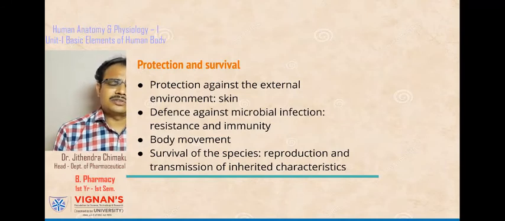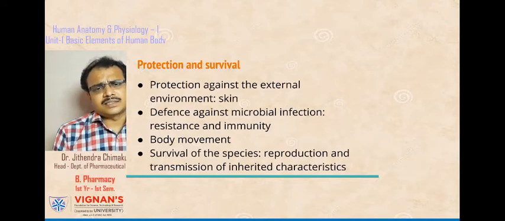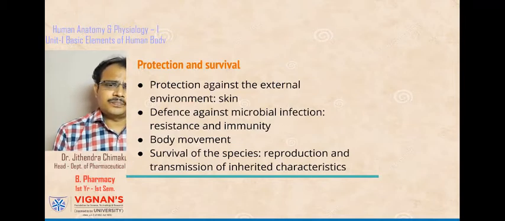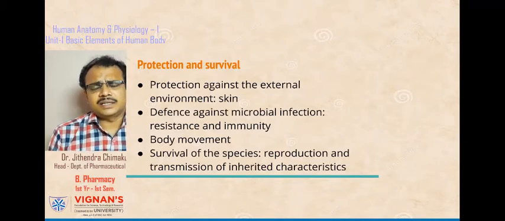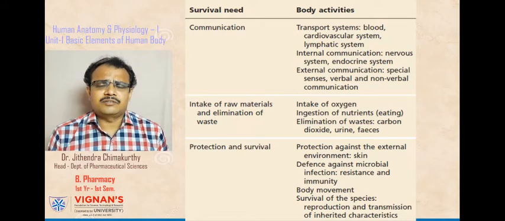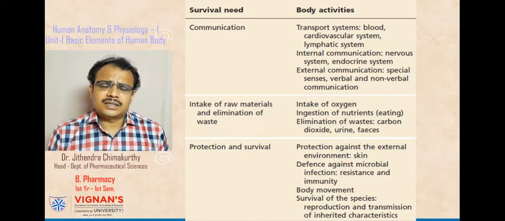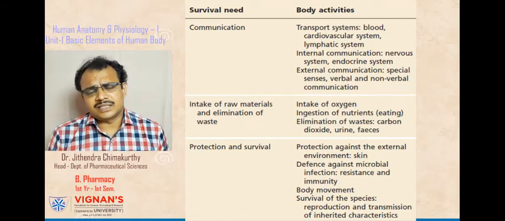Body movement is also necessary for protection or survival, and it is mediated through the muscular system and skeletal system. Whereas for the survival of the species, it is always essential for humans to reproduce and transfer the characteristic genes to their offspring. In the coming chapters, we will be dealing with them in detail. Under communication, we will be dealing with blood, cardiovascular system and lymphatic system.